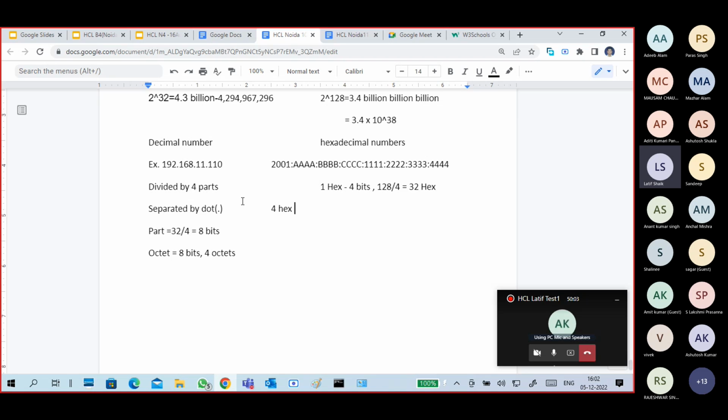So take a group of 4 hexa numbers, like this part. 4 hexa numbers are called a block. Each block is separated by a colon, not a semicolon, a colon, like this. So how many blocks are there? In IPv6 we have 8 blocks in total.